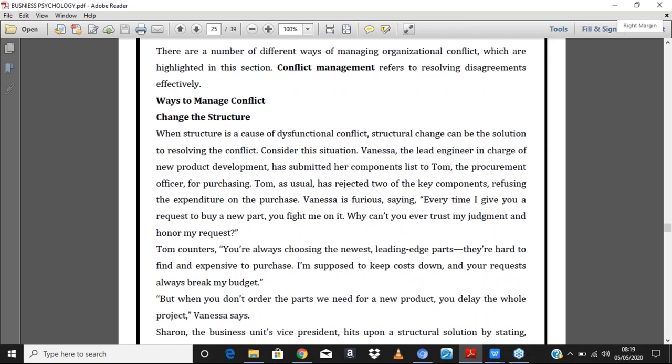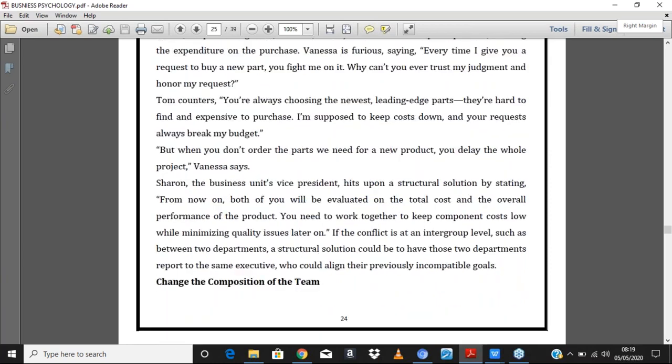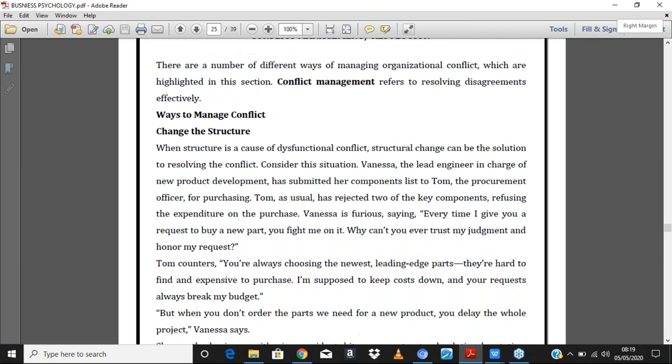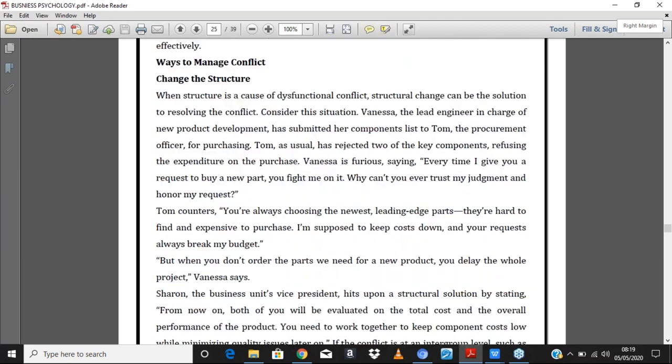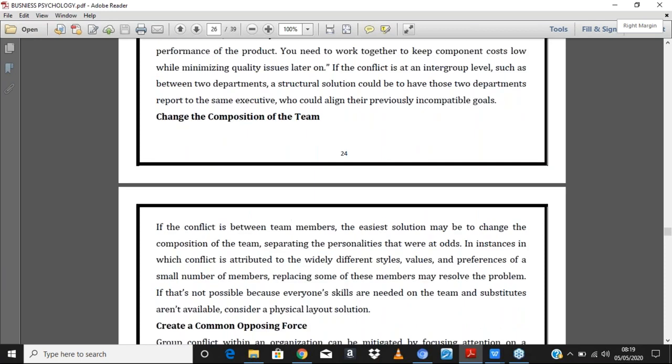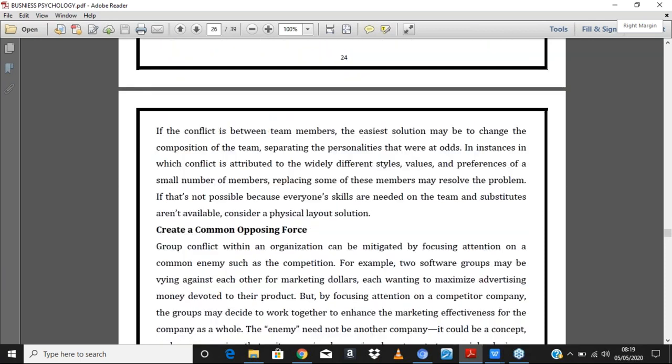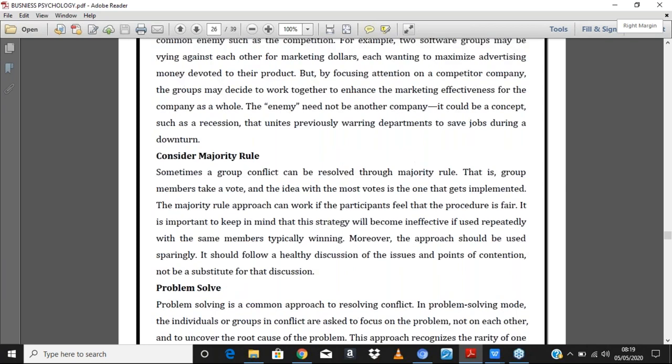Just like we said that there are things that cause conflict, you can change the structure, reorder the structure. You can work on the team. You can consider what is called the majority rule. Sometimes group conflict can be resolved when everybody has the same goal. Group members take a vote, and the idea with the most votes is the one that gets implemented. So you're a team of 8, or 9, or 10, and you say, let us vote. We have several ideas, all are good, but we are not sure which one to start with. Let us have a vote. Majority carries the vote. Whichever one wins, then we'll take it. So that's called the majority rule, more like a quorum.